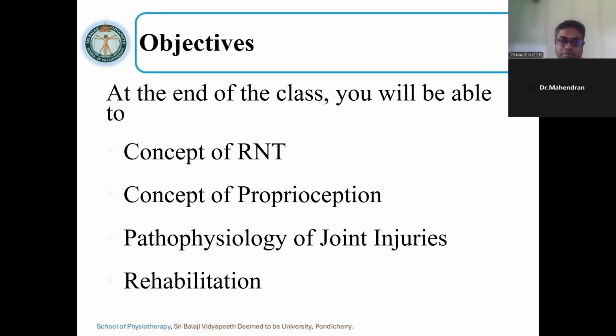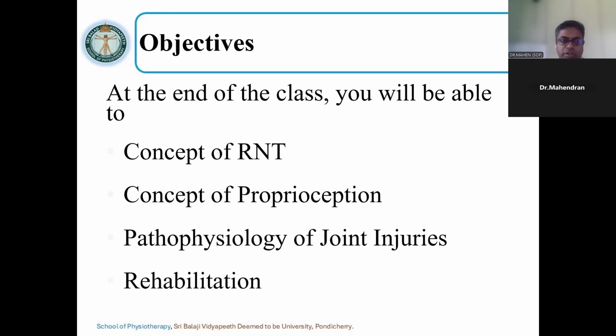So let's see the objective of this topic. At the end of the session, you will be able to understand the concepts of RNT. So RNT consists of some physiological and neurophysiological concepts. So we are going to discuss in brief about the concept because RNT has vast concepts in it. We're going to discuss in brief about that.